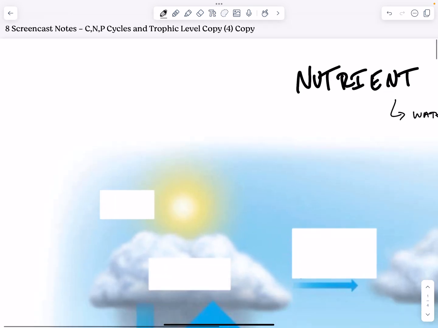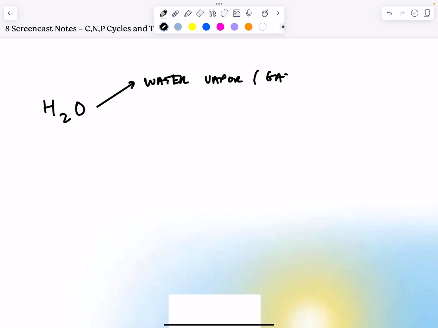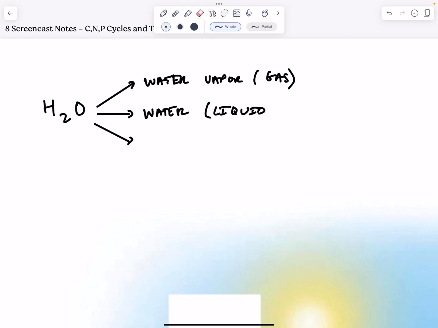Okay, so as you all know, water comes in three different states of matter. We have it as a gas, which is water vapor. We have it as a liquid, which is water. And we have it as a solid, which is ice.